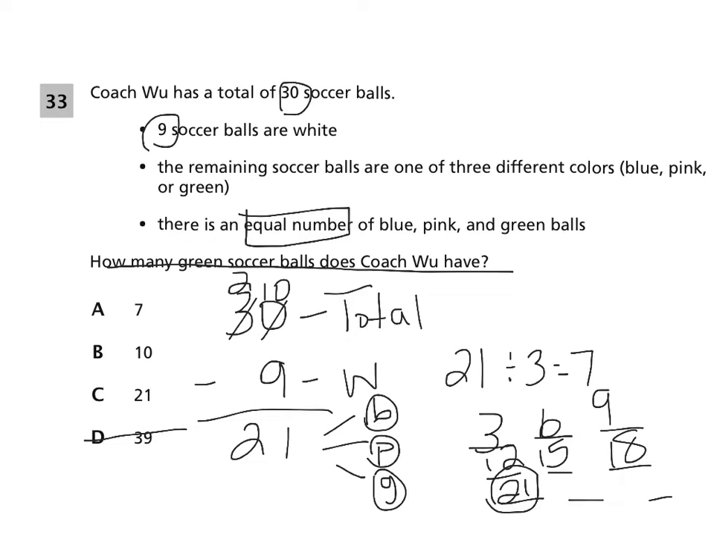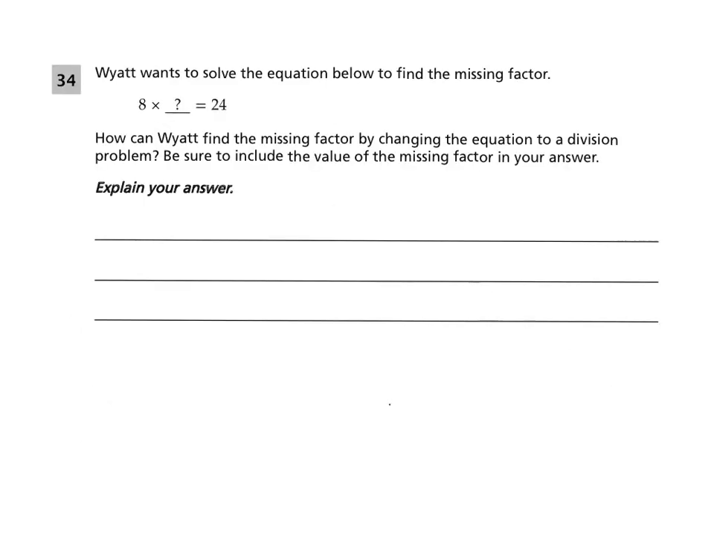So it doesn't really matter when it says how many green. They could have asked how many blue. They could have asked how many pink. All 3 of those colors are going to have 7 balls. So there's your choice for number 33. It really helps to pull your numbers down into label to really think about those action words. All right, let's go to our next page.